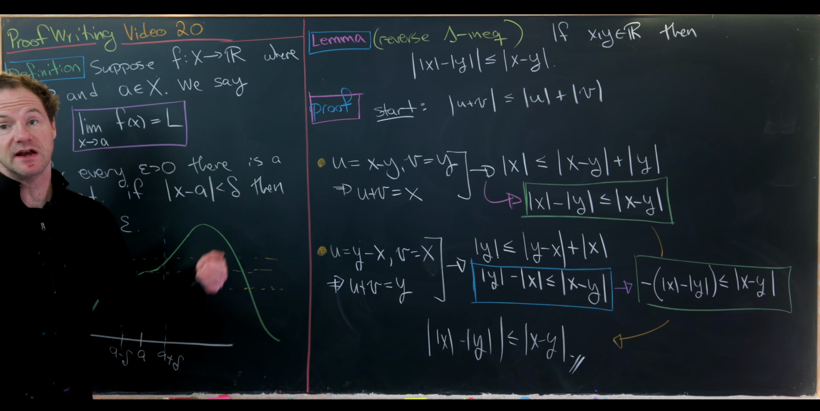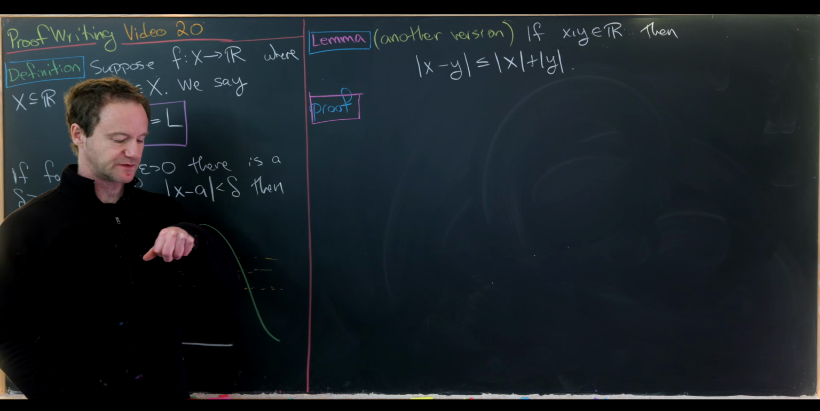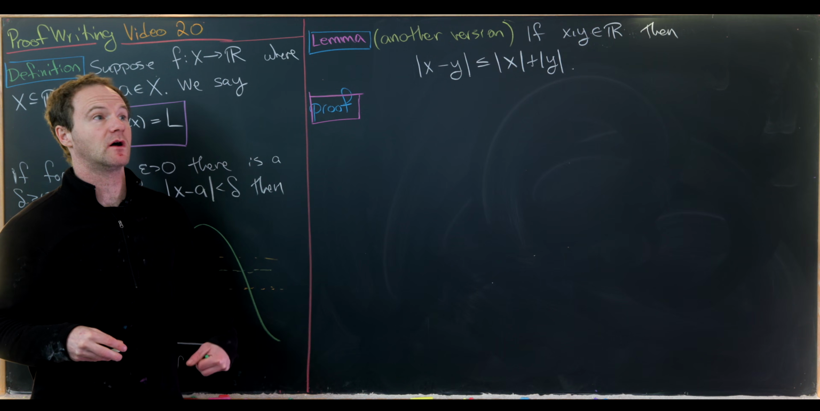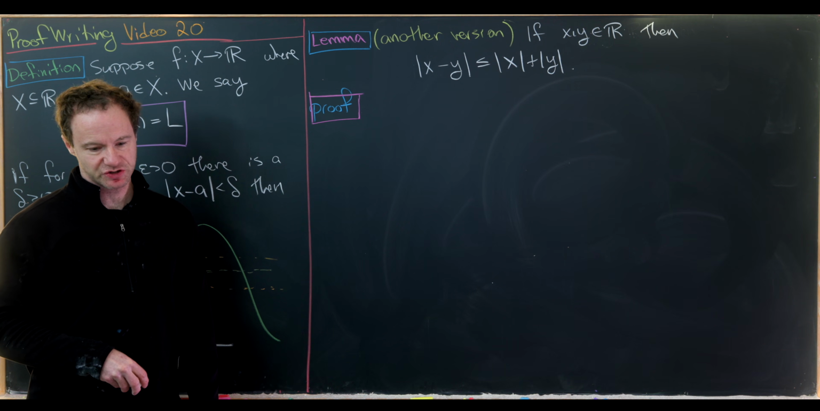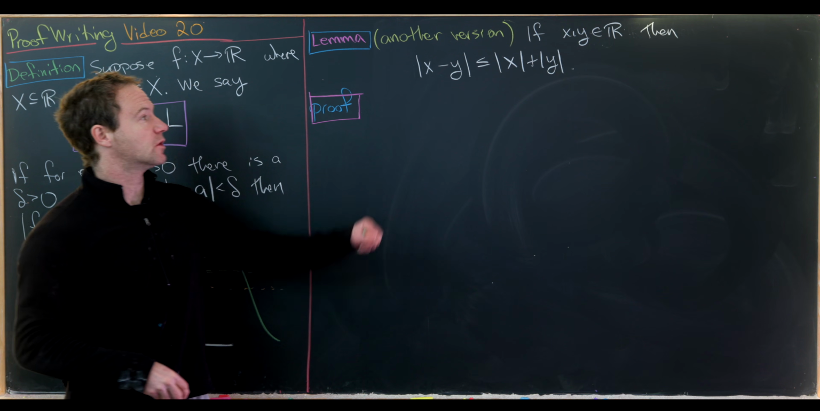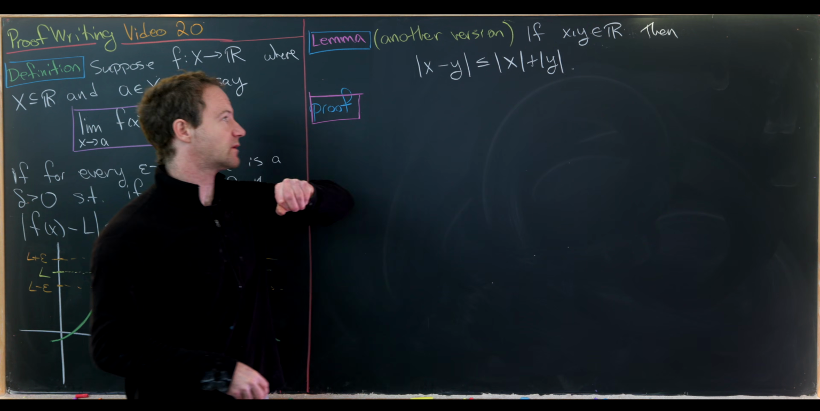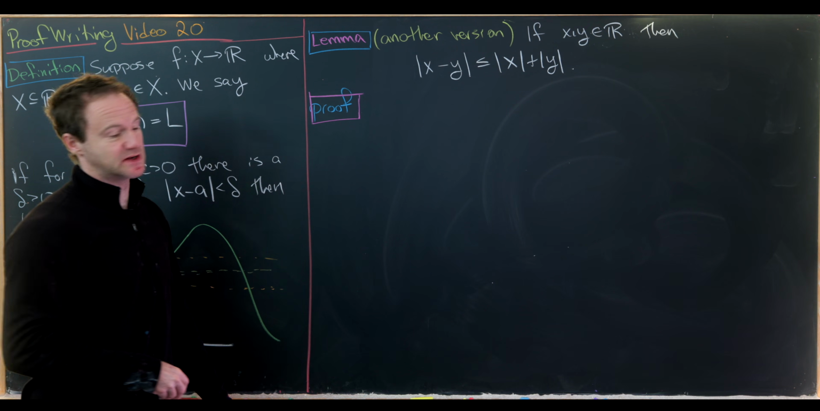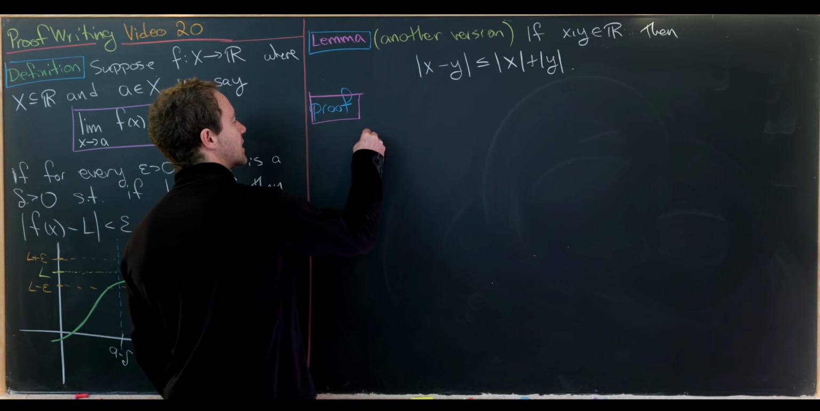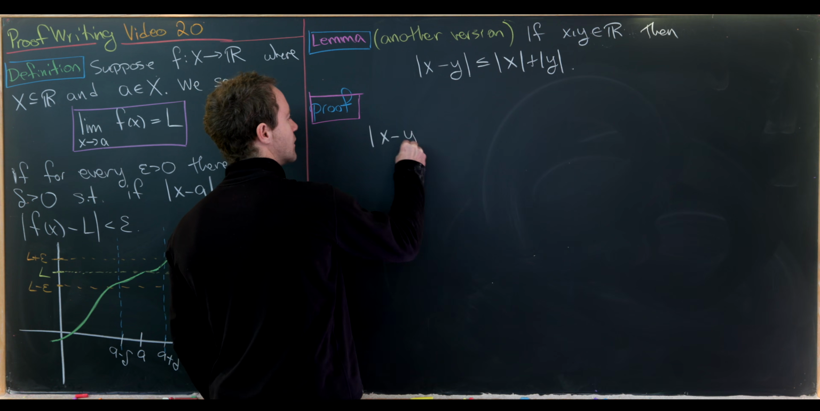Okay, now let's look at another version. Here we've got another version of the triangle inequality, which will follow very, very quickly from the original triangle inequality. So we have the absolute value of x minus y is less than or equal to the absolute value of x plus the absolute value of y. Okay, so let's get going on this. Like I said, this will be very quick.